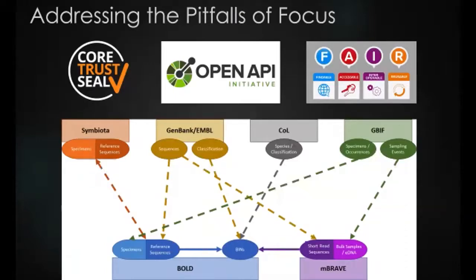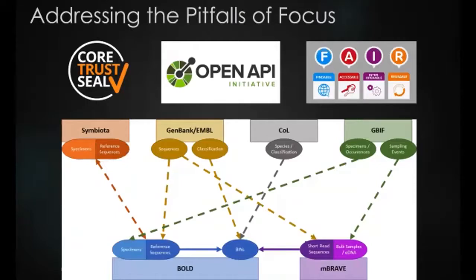And we're now in the process of adopting certifications or seeking certifications like the Core Trust Seal, employing the Open API framework to standardize our APIs and embrace the FAIR principles more aggressively. And what this is going to do is allow us to integrate to different organizations and systems along the value chain from collection to consolidated data products, and be able to add value at each one of those points.